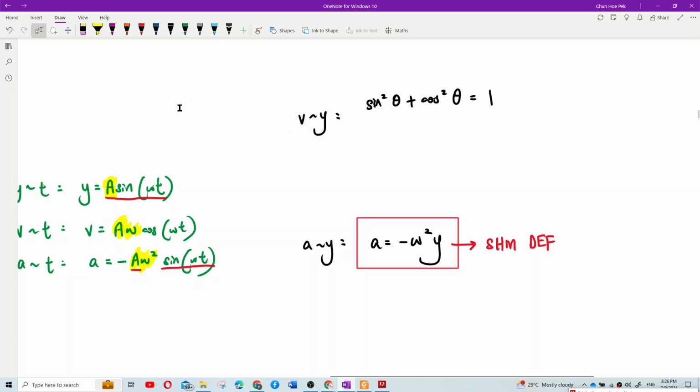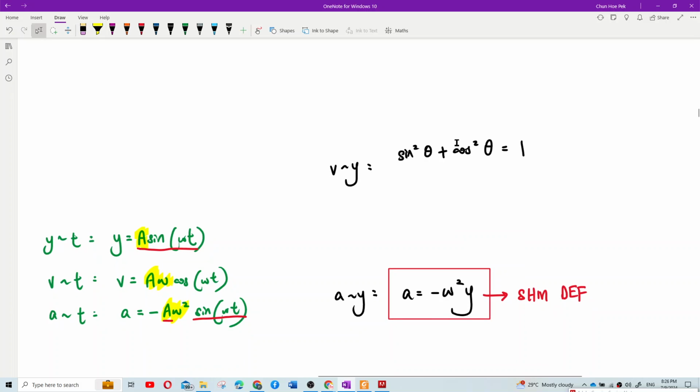Identity. Okay. So look at here. When theta is omega t, you can take it like this. Sine square omega t plus cos square omega t equal to 1. Okay. So what I do is I change this y t formula and v t formula. I get the sine omega t and cos omega t. So see what I do.